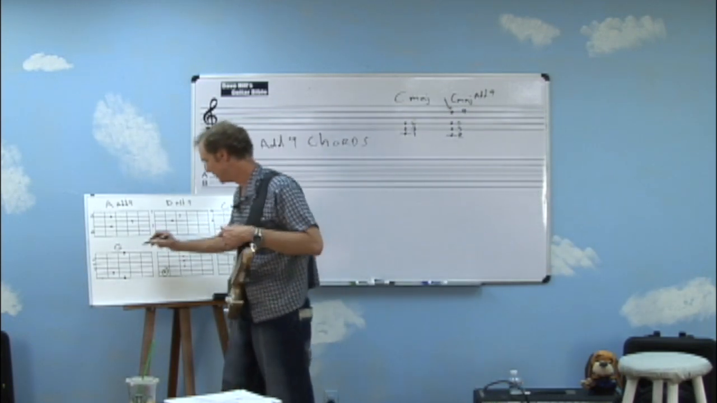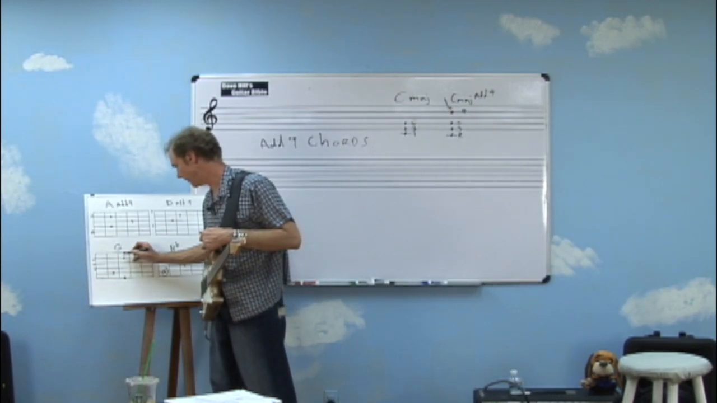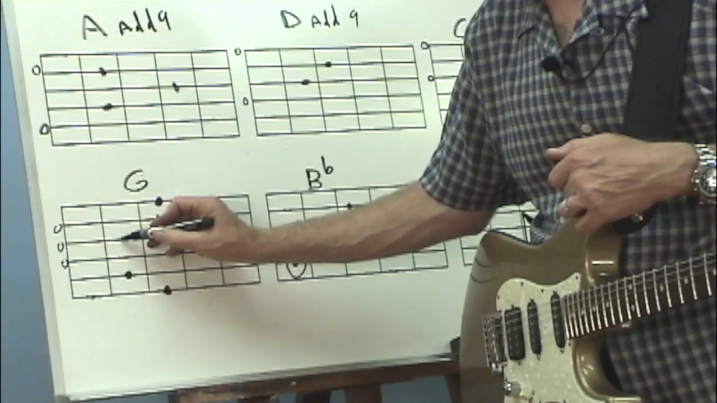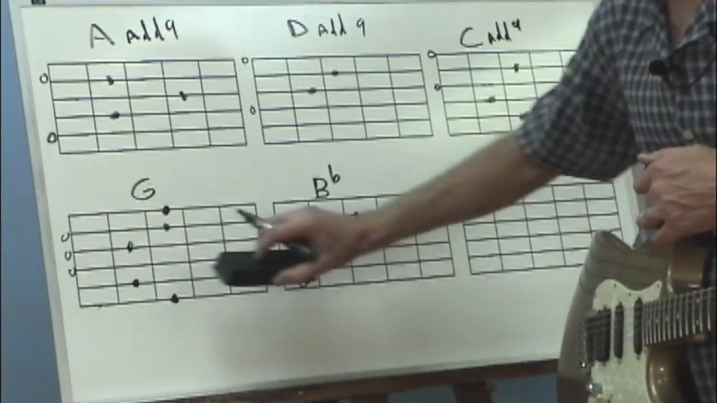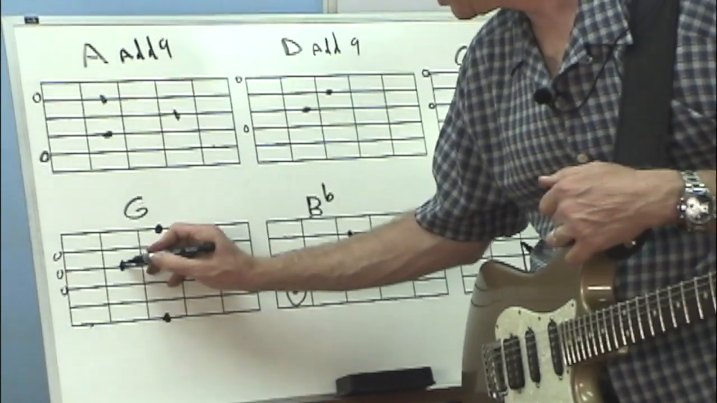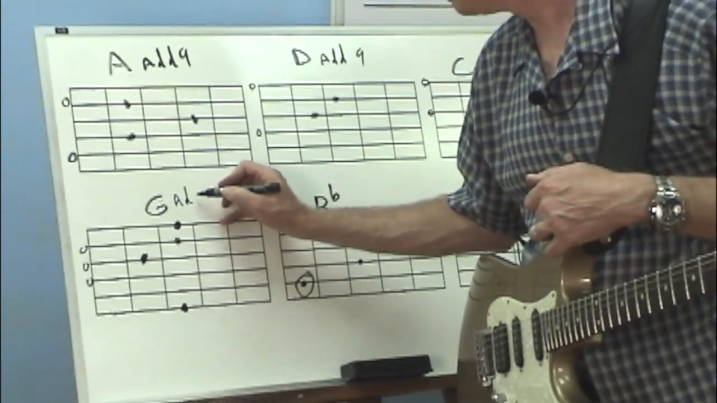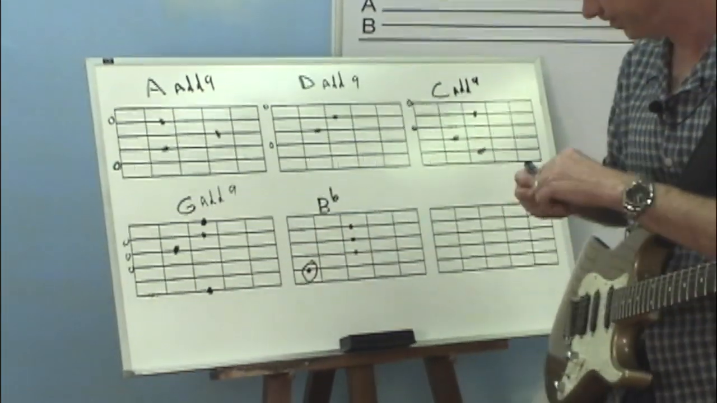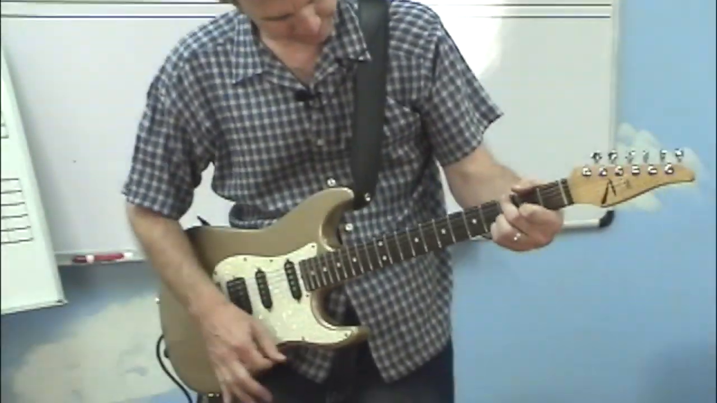So let's just keep the fifth here and add the ninth right here, and then we've got G add 9 here. It's kind of cool.